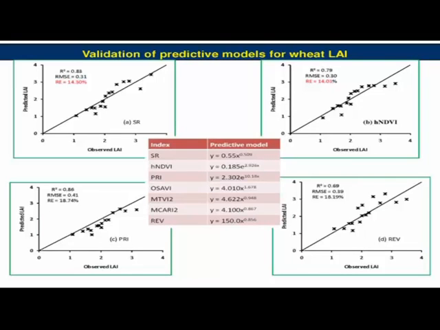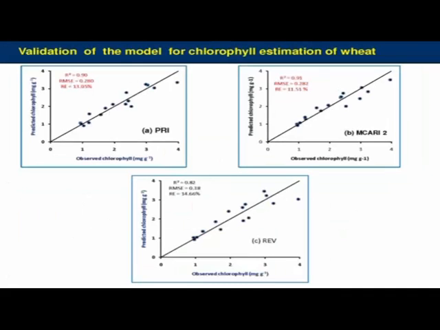Then for chlorophyll, again some of those indices have been used, and the prediction model was developed and evaluated with respect to measured and predicted values. You can see the 1:1 line, and how these indices were predicting agreeable results with R-square values of 0.9, 0.91, and 0.82. So these indices can also be used for estimating chlorophyll content in the plant.